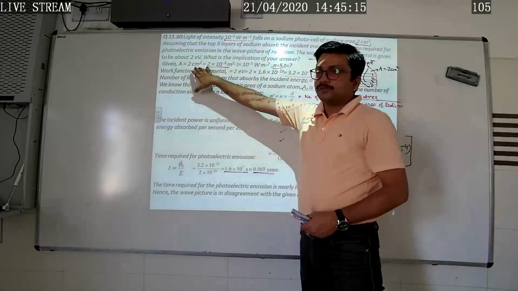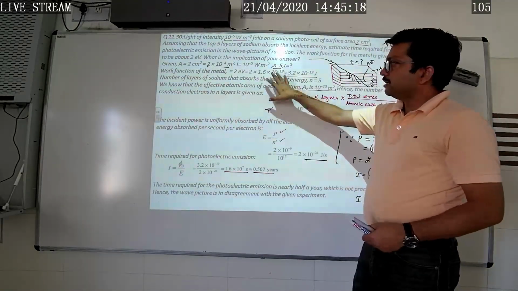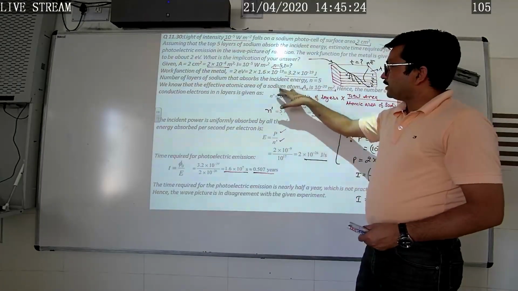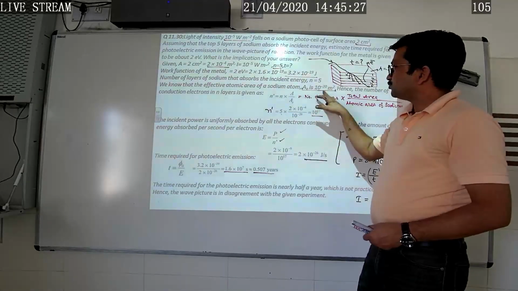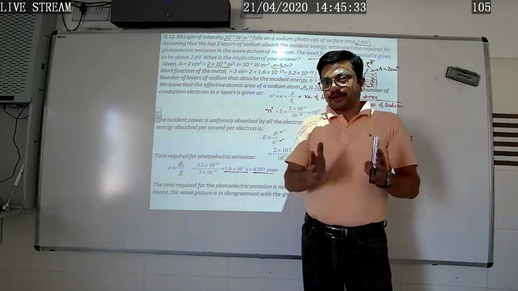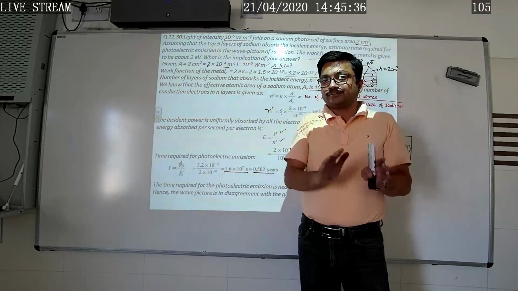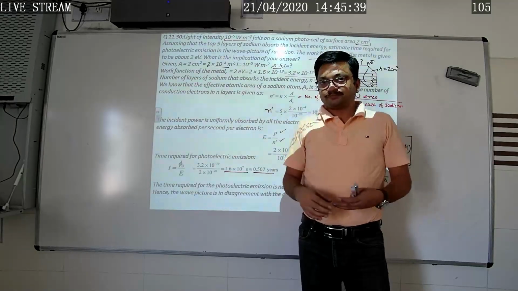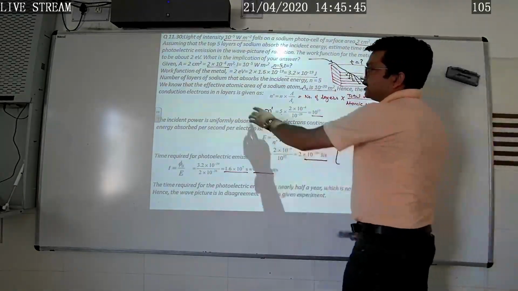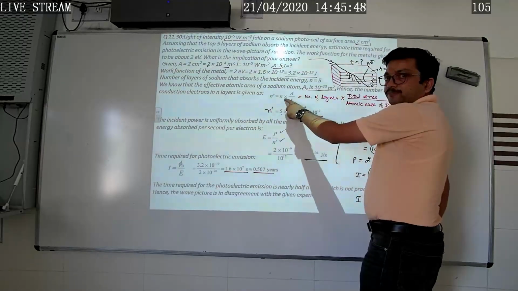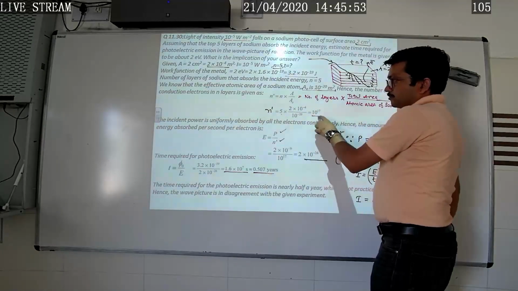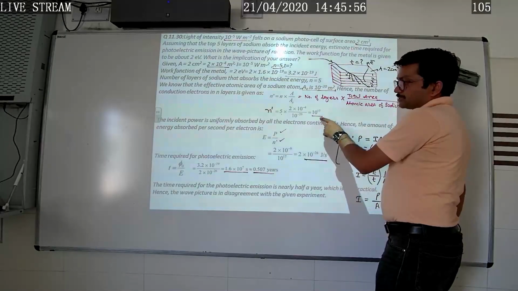Whatever data we have been given, we have written and converted into SI units. Now the effective atomic area, this thing should be kept in mind. Effective atomic area of the sodium atom is 10⁻²⁰ meters square. It is not given in the question. Why? Because in the atom chapter we have already studied that the size of the atom is 10⁻¹⁰ meters. So area will be equal to 10⁻²⁰ meters square. Hence the number of conduction electrons will be the number of layers multiplied by total area divided by atomic area of a sodium atom. In this way we got the number of conduction electrons, 10¹⁷.